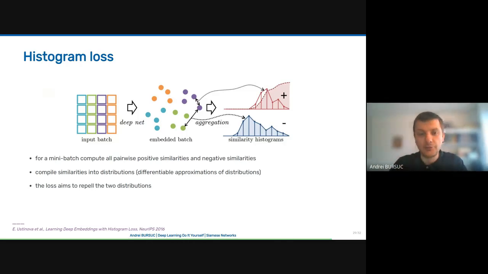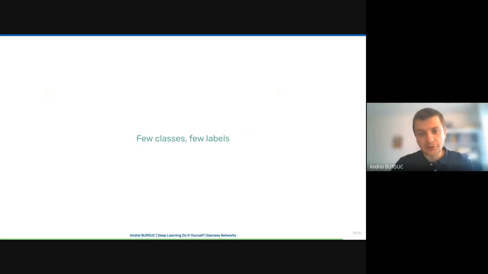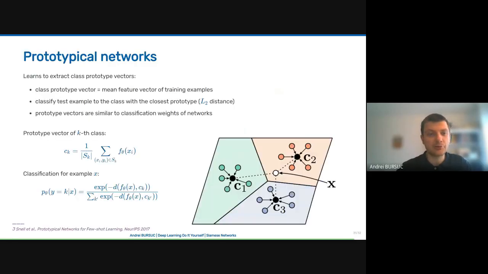Depending on the loss, some methods use the distance, and some use the similarity. I wanted to share a trick with you. So far we've discussed what we do when we have few labels and many classes, but what do we do when we have few classes and few labels? This problem is called few-shot learning, and here we also take inspiration from Siamese networks. One of the most common approaches for this is what we call prototypical networks.